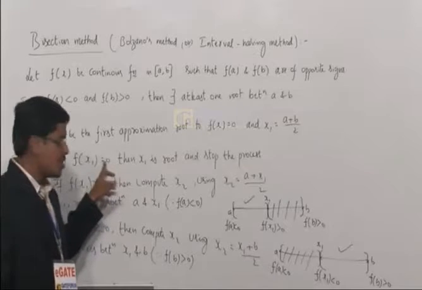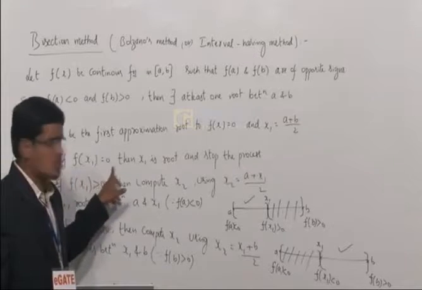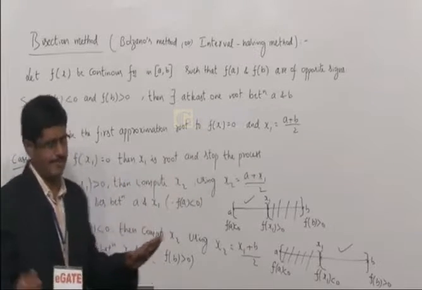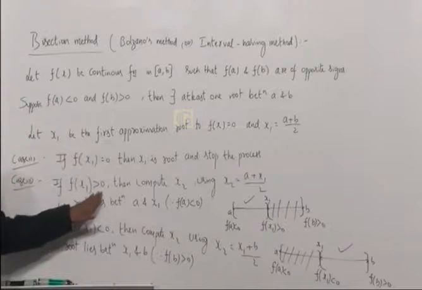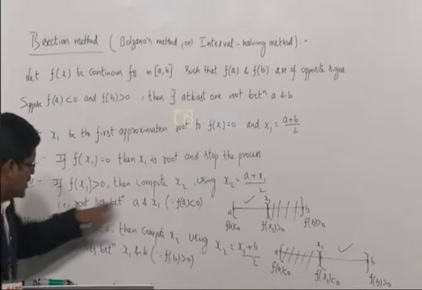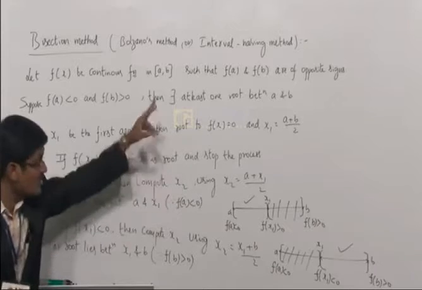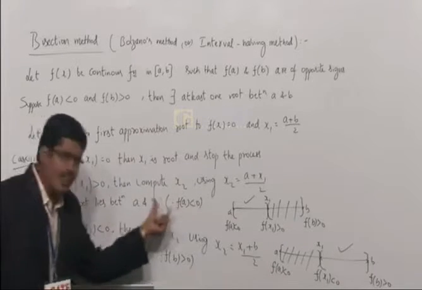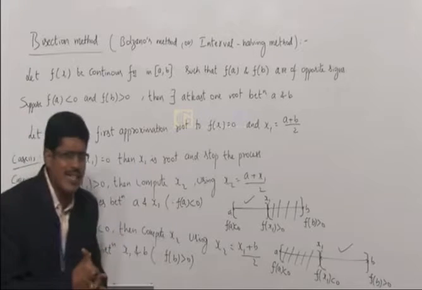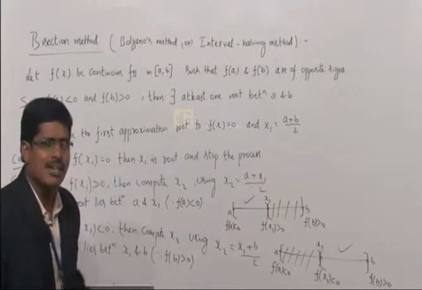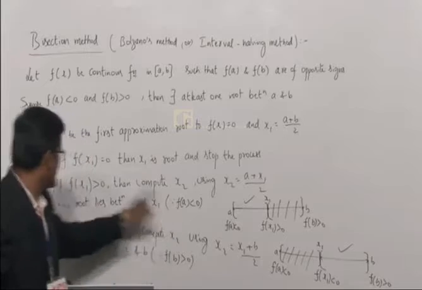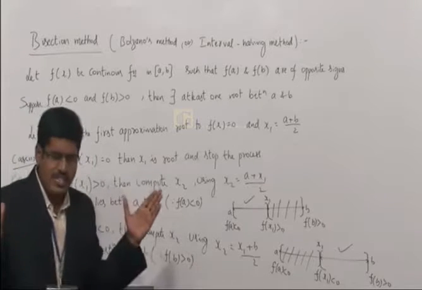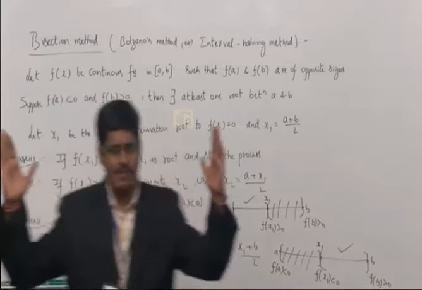Case 1: whenever f(x1) is 0, that means x1 satisfies this equation, so x1 is the root and you stop the process. Case 2: whenever f(x1) is greater than 0, and we already took f(a) less than 0, here I am assuming f(x1) greater than 0. Whenever two function values are of opposite signs, then the intermediate value theorem tells that the required root lies between a and x1. That means in stage 1 your interval is (a, b).